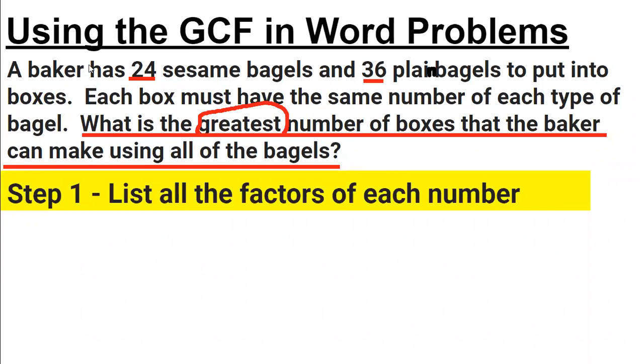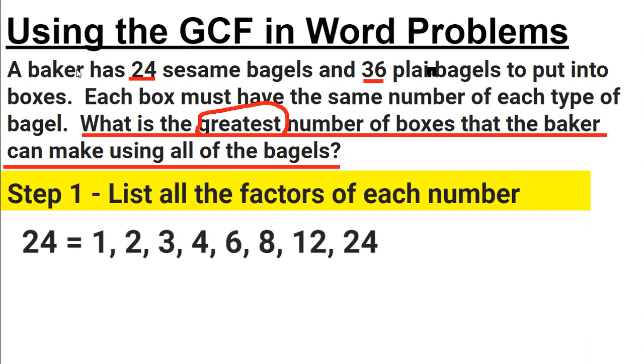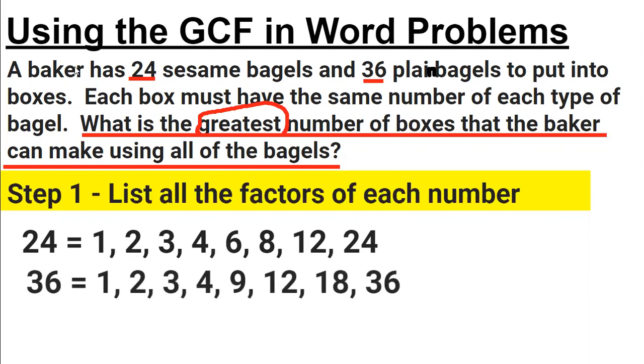Again, pause the video, list all the factors of 24 and all the factors of 36, and then check and see if you got what I got. Did you get 1, 2, 3, 4, 6, 8, 12, and 24 for the first number? And then for 36, did you get 1, 2, 3, 4, 9, 12, 18, and 36?